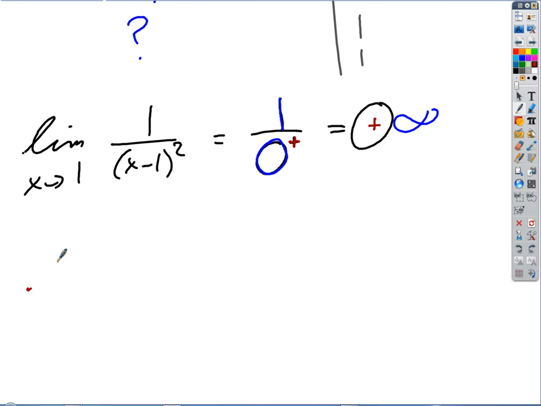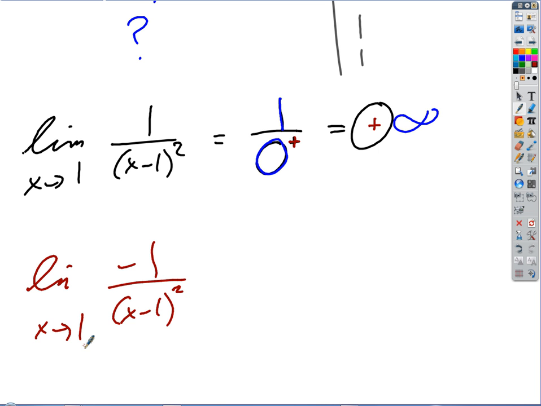If I took the limit of -1 over (x minus 1) squared as x approaches 1, I still would have gotten my 1 over 0, which would give me my infinity. But now the fact that it's a -1 over a positive 0, my sign rules tell me that that's got to be a negative answer. Okay?